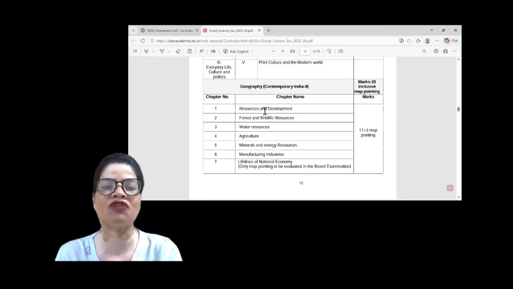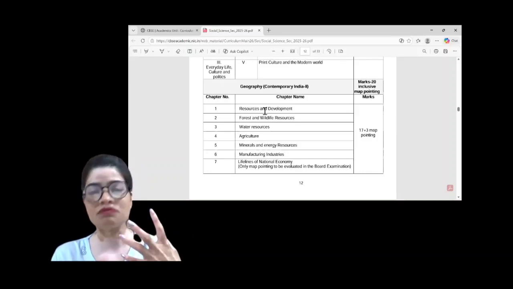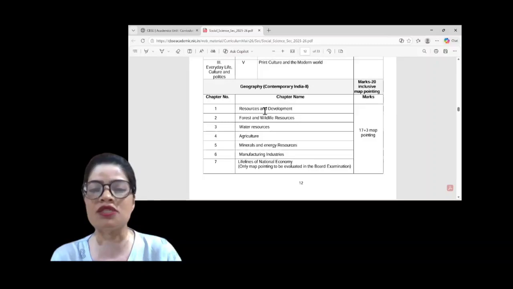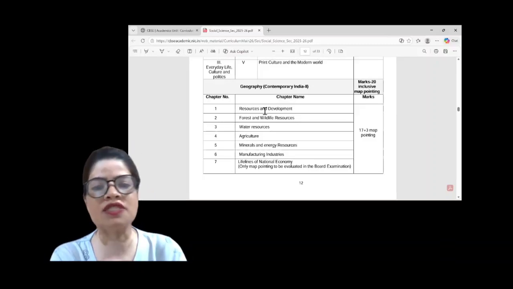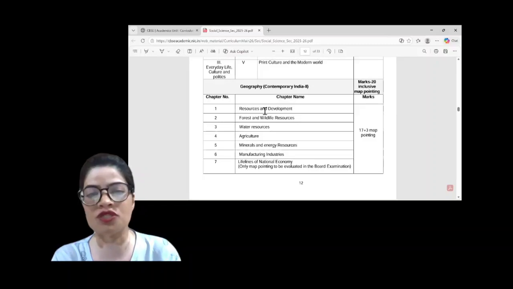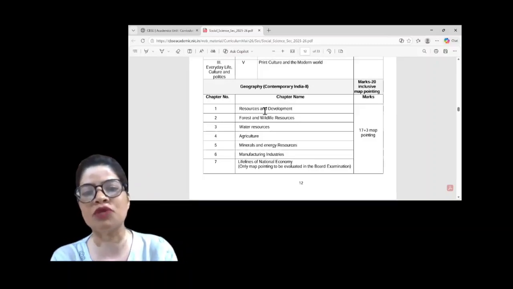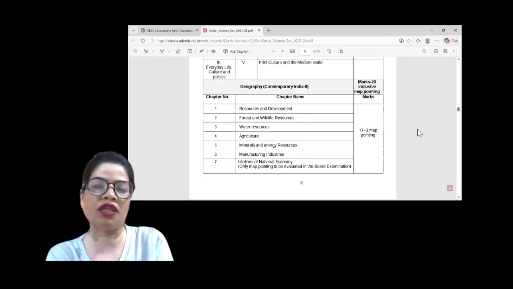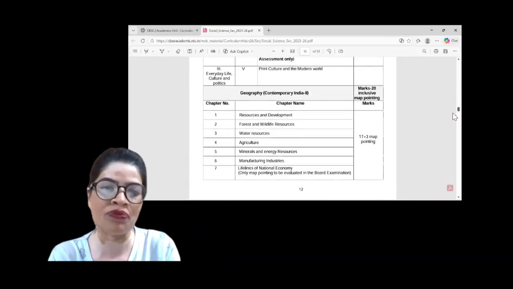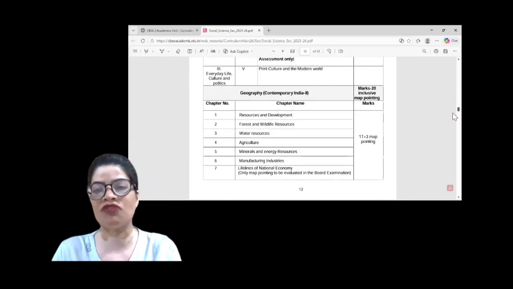It will be easy for you if you keep those learnings with you which you have done in earlier classes. It will be very easy for you. Next is forest and wildlife resources. Then comes your water resource, then agriculture, then minerals and energy resources, and then manufacturing industry. So these six chapters are going to be completely theoretical, which you have to learn.